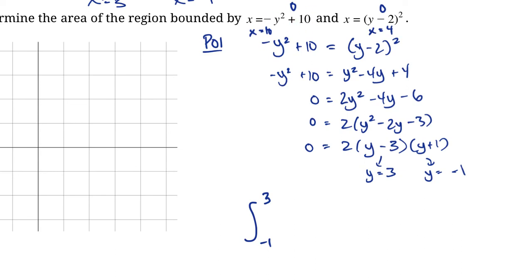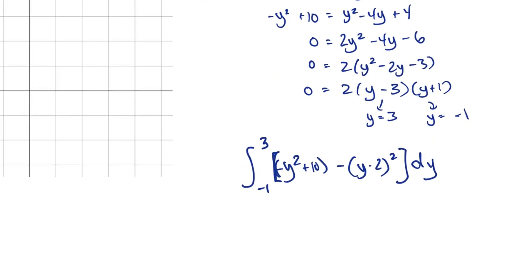That makes sense, right? So we're going to do negative y squared plus 10, and I'll do this inside separate brackets. We'll do it all in one integral again. Minus y minus 2 squared dy, because y is our variable of integration this time, right? So if we do this, what are we going to get? Let's just throw that into Desmos.